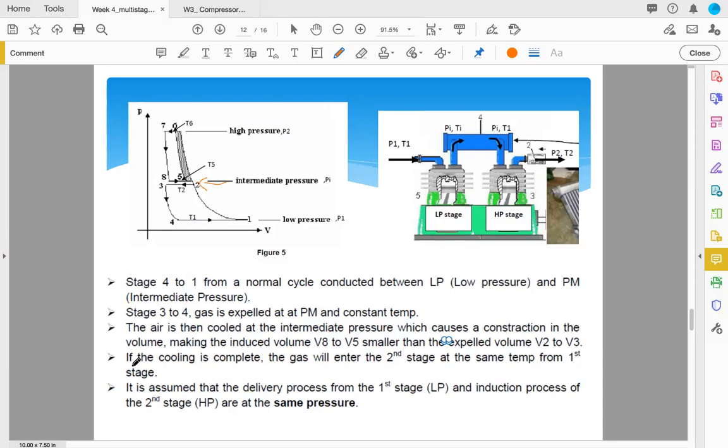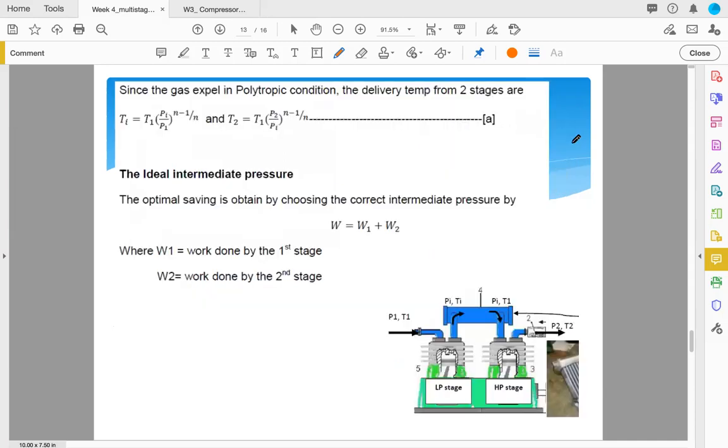So if the cooling is complete, the gas will enter the second stage at the same temperature as the first stage. That's what I mentioned to you. It is assumed that the delivery process from the first stage and the induction process of the second stage are at the same pressure. In other words, after P1 it becomes PI. So the pressure before entering the second stage, the PI should be the same. That's what that means. And then after the second stage, it will go to become P2.